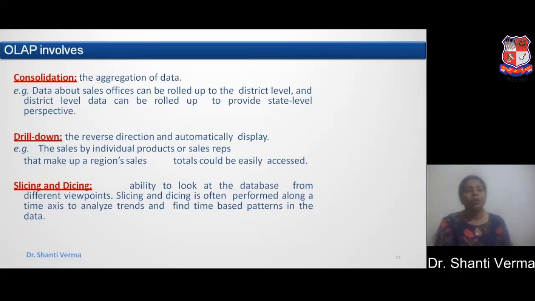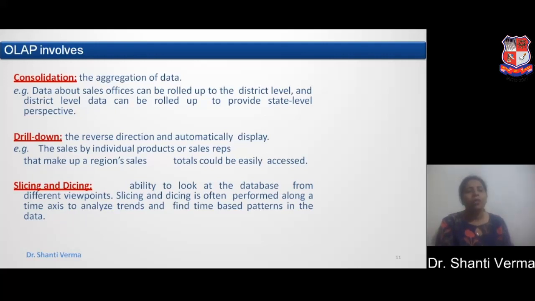Then let's discuss what is involved in OLAP. The first is consolidation, meaning the aggregation of data. For example, data about sales offices can be rolled up to the district level, and district level data can be rolled up to provide a state level perspective. So the first involvement is consolidation, meaning aggregation of data district wise, state wise, etc.